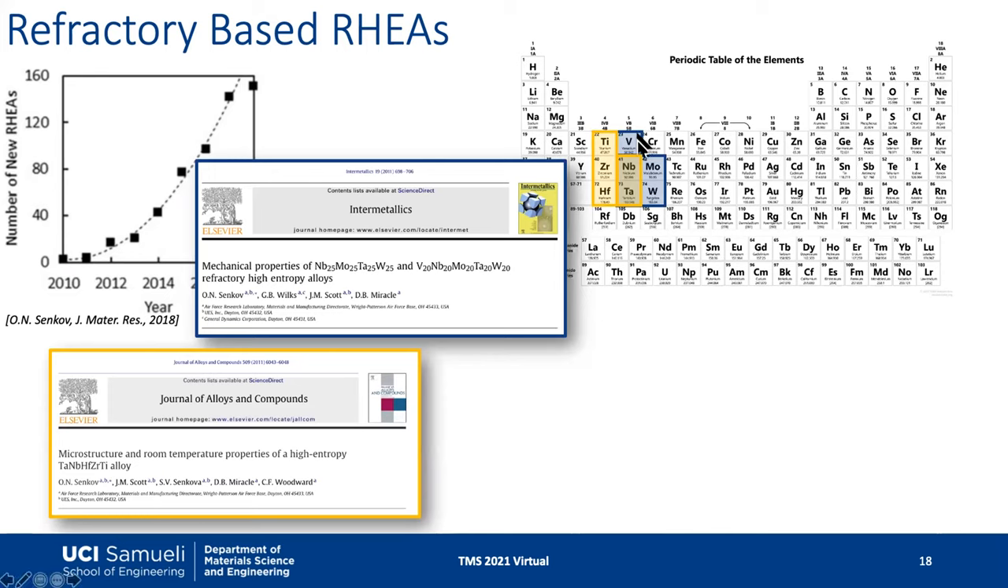The first one here in the blue is refractory high entropy alloys that have high melting point constituents like molybdenum, niobium, tantalum, tungsten, whereas in this one here, the yellow one, these are refractory high entropy alloys that contain the group 4 elements like hafnium, zirconium, titanium.